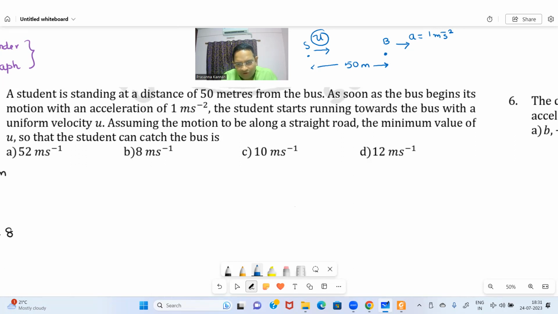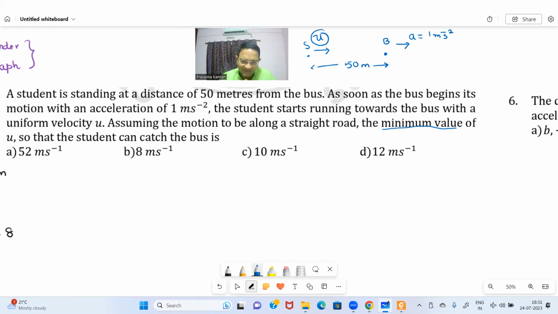Assume the motion to be along the straight road. What is the minimum value of u so that the student can catch the bus? Now, minimum value of u. How much must be the minimum speed so that he can catch the bus?